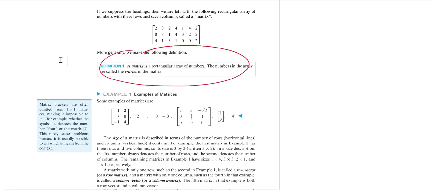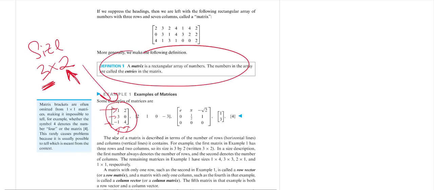For example, in regards to the size of a matrix, say this matrix, if we want to know how big it is, we first see how many rows we have. For this matrix, we have 3 rows and then 2 columns. So the size of this matrix is 3 by 2. The first number refers to the number of rows of that matrix, and the second number refers to the number of columns.